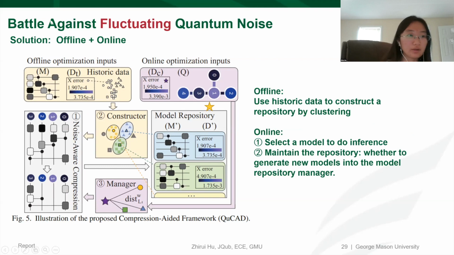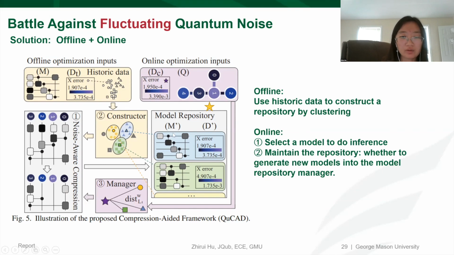So the framework is two stage: offline and online. For the offline part, I use historical data to construct a repository by clustering, and then use the noise-aware compression to get a model and save the model in the model repository.